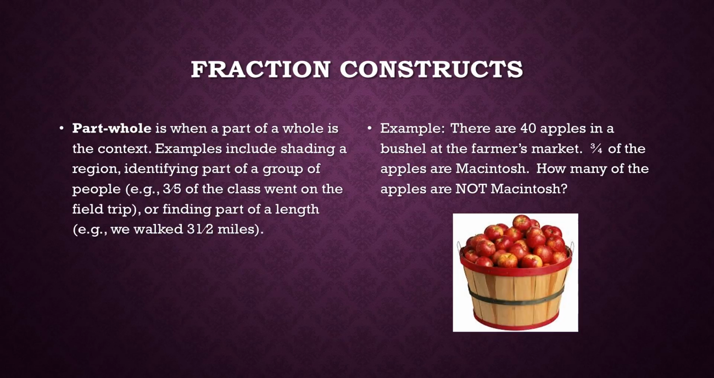When we're looking at part whole, we might find a sample problem such as the one on the right. There are 40 apples in a bushel at the farmer's market. 3/4 of the apples are Macintosh. How many of the apples are not Macintosh? In this case, the students would need to find how much 1/4 of the apples are, which are not Macintosh. And we would do that generally by seeing what the whole is. The whole is 4/4. They need to understand the whole. And then what part of that is. If we know that there are 3/4 Macintosh, then we only need 1/4 left, and that's what's not Macintosh.